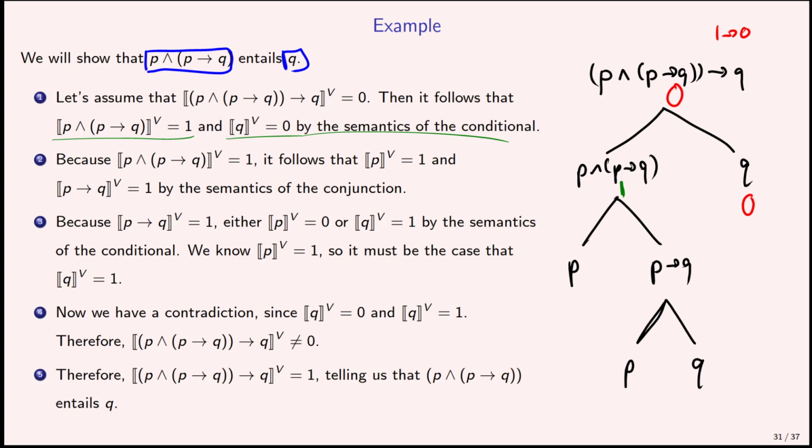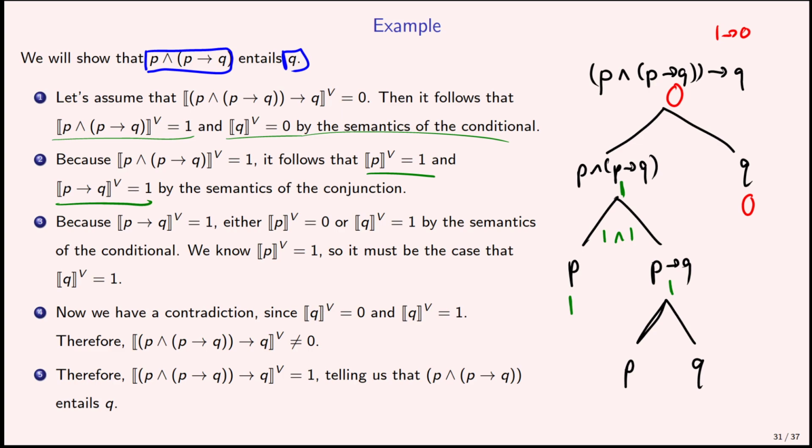So if P and P arrow Q is true, we know this has to be 1 and 1. So this means that P is going to be true and P arrow Q is going to be true. Okay, so this is line 2. Because P and P arrow Q is true, it follows that P is true and P arrow Q is true by the conjunction.